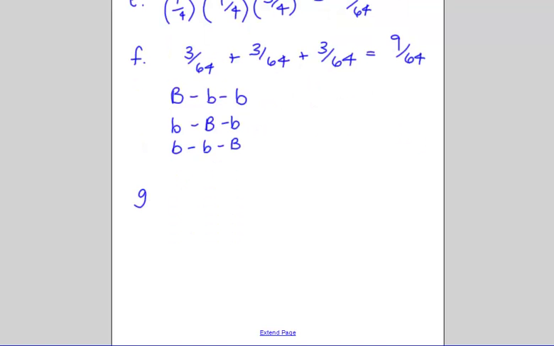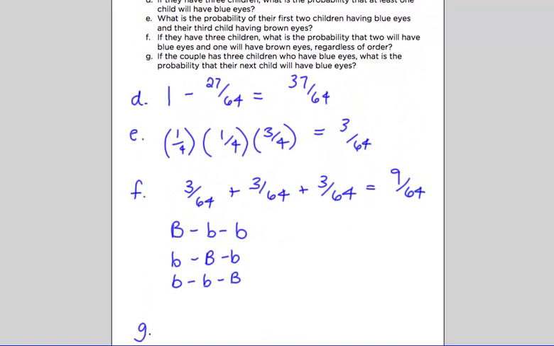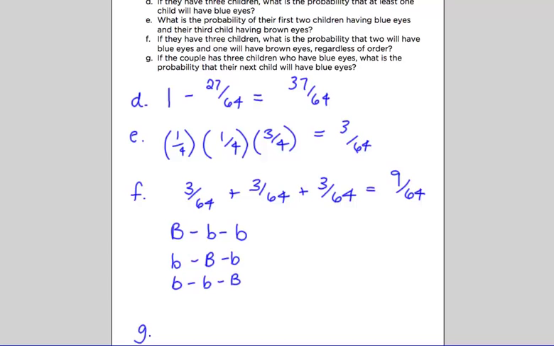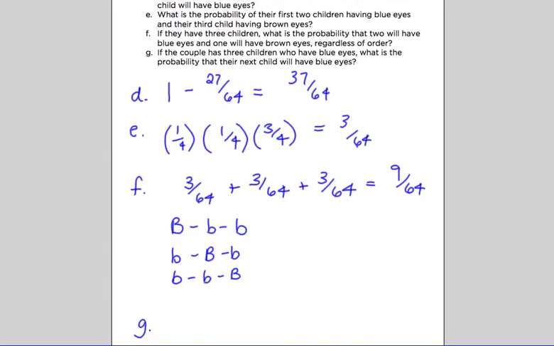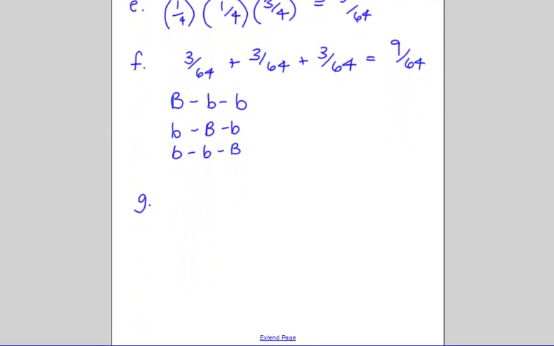So for G, this is the last part. G states, if the couple has 3 children who have blue eyes, what is the probability that their next child will have blue eyes? So this is just a little trick question, and it's the same with flipping coins. If you flip a quarter and you get heads 5 times, it doesn't mean that the next time you're going to get heads. The probability is still that the next time you have a half chance of getting heads.